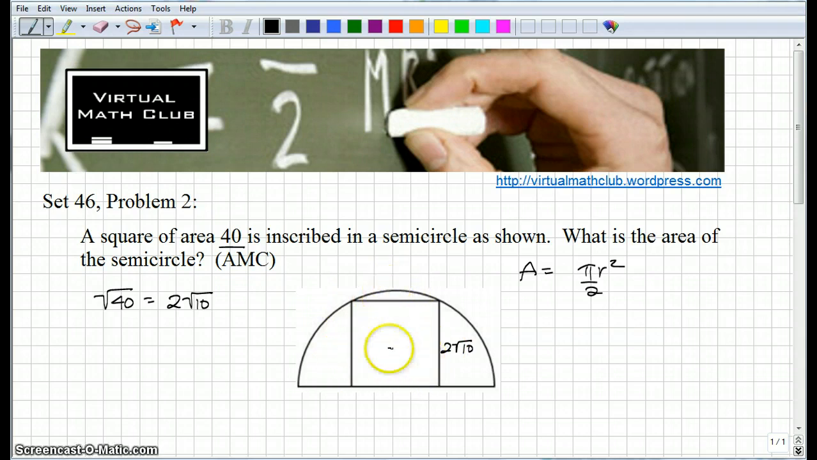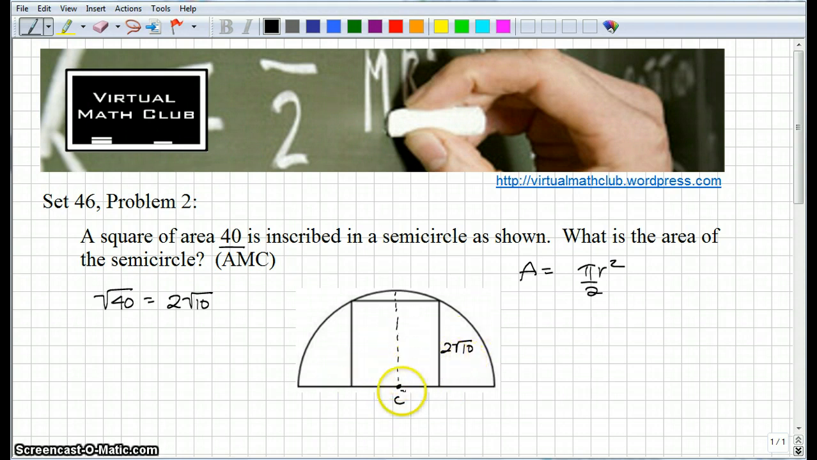And I also know, because of the symmetry of a square and the symmetry of the semicircle, that if I were to draw a line down the middle here, this would be a line of symmetry for both the square and the semicircle. Okay? And I also know that if that's the line of symmetry, then this has to be the center of the circle, or what would be the circle. The center of this semicircle.